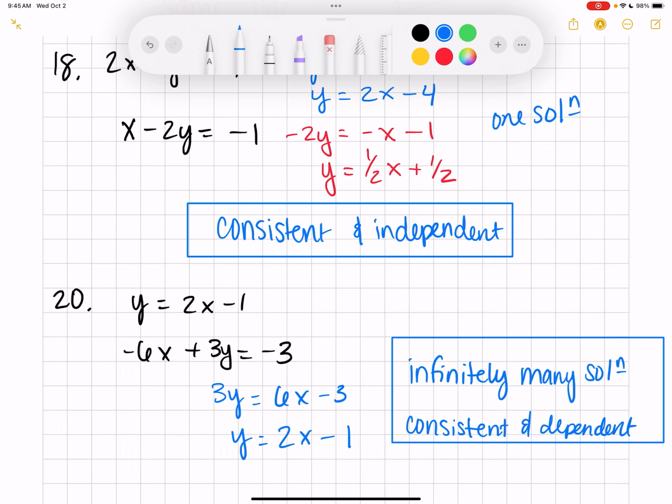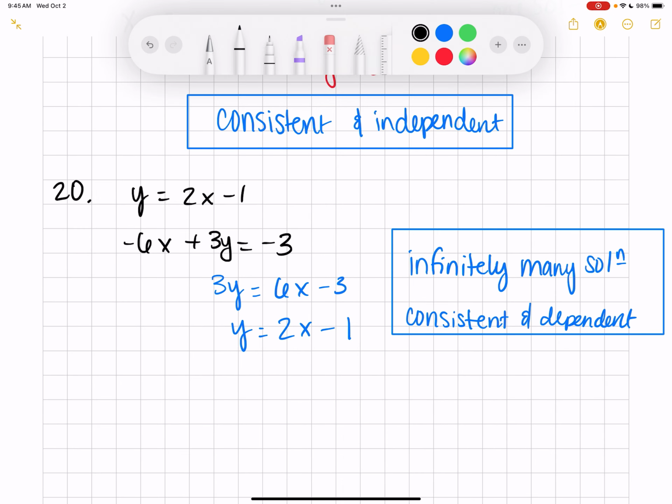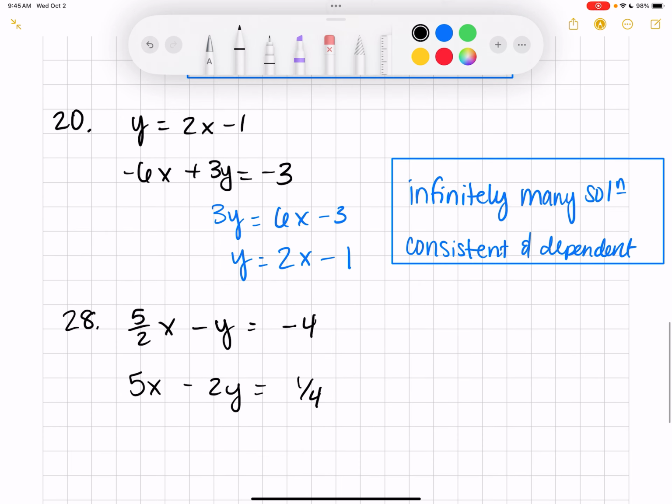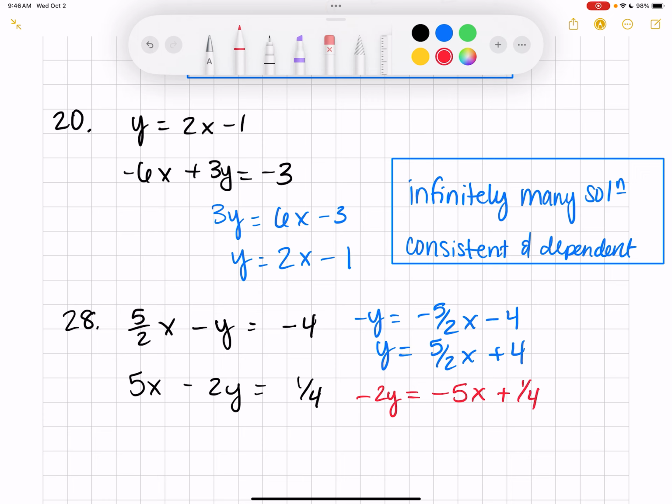Let's see, 28. I think Ari. 5 halves x minus y equals negative 4. 5x minus 2y equals 1/4. Okay. Whoa. Wait. Something's telling me what I'm going to be looking at. Opposite reciprocal. So I get negative y equals negative 5 halves x minus 4. So y equals 5 halves x plus 4. And then the second one, divided by, so y equals 5/2. Parallel lines.